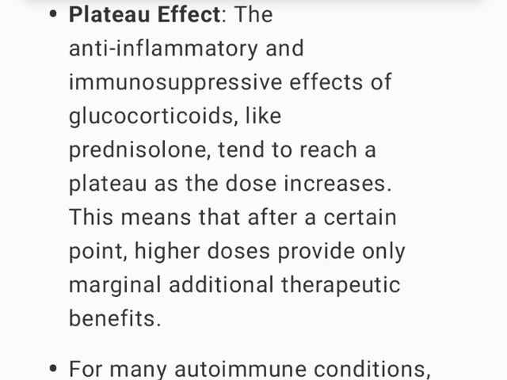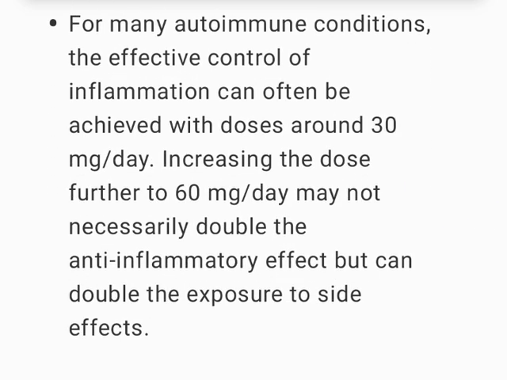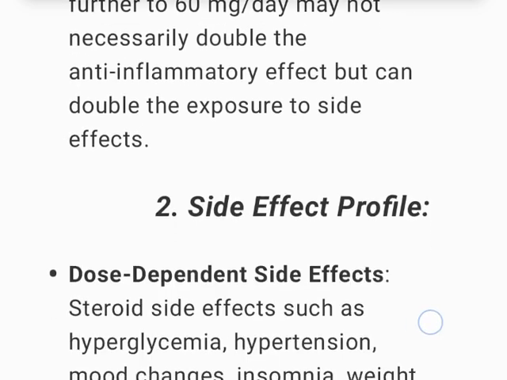The anti-inflammatory and immunosuppressive effects of glucocorticoids, like prednisolone, tend to reach a plateau as the dose increases. This means that after a certain point, higher doses provide only marginal additional therapeutic benefits. For many autoimmune conditions, the effective control of inflammation can often be achieved with doses around 30 milligrams per day. Increasing the dose further to 60 milligrams per day may not necessarily double the anti-inflammatory effect, but can double the exposure to side effects.